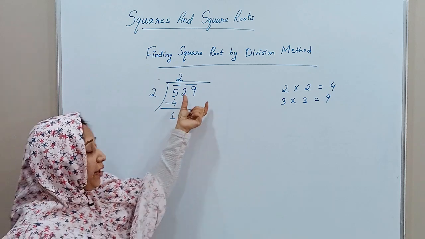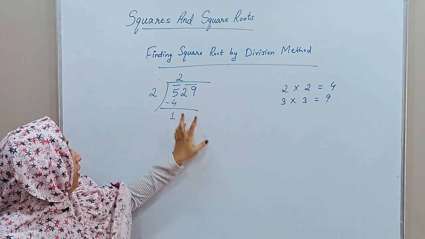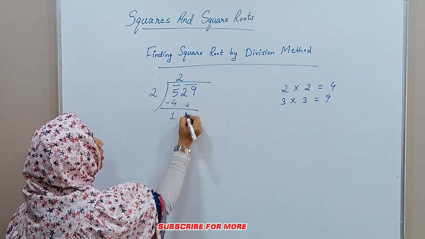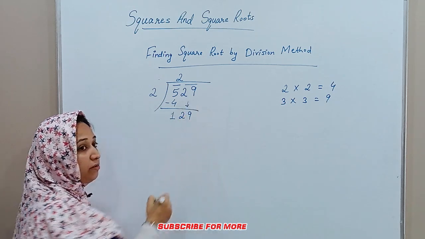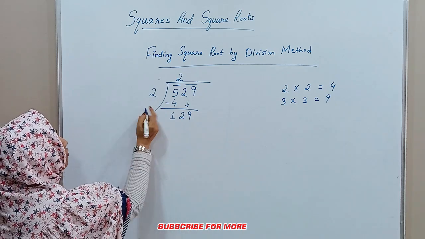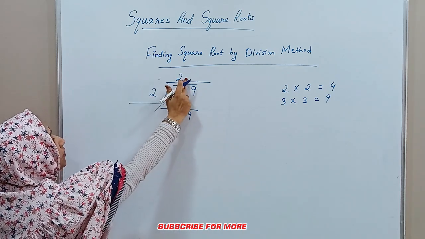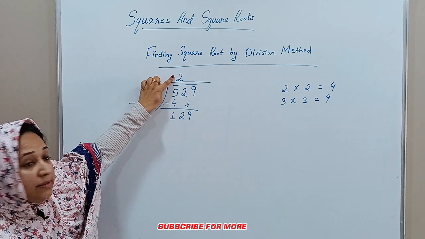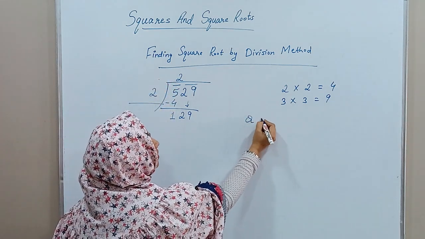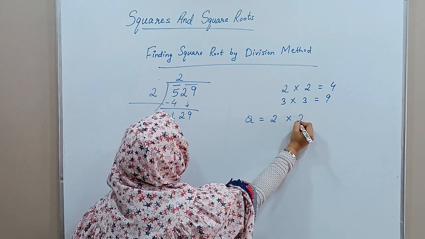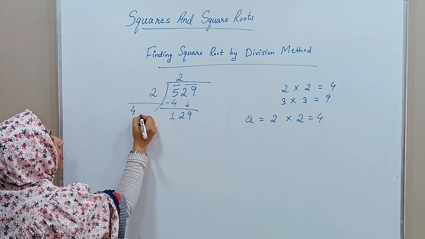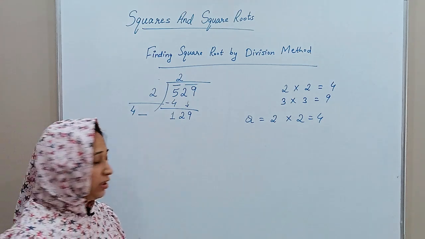Now when you bring down the digits, you have to bring down the pair together. So in the next step, you will bring down 29 together and your number will become 129. Now you have to multiply 2, that is at the quotient place, by 2. So in the first case this is 2 and you multiply it by 2, that will make it 4. So you bring down 4 here and put a dash, right?